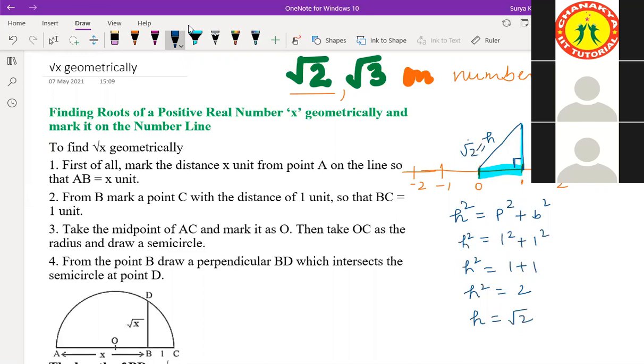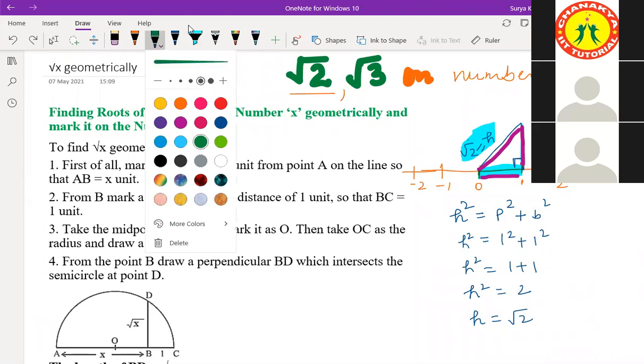How are we getting root 2, children? Is this clear to everyone, how we are drawing root 2? Yes, sir. First we have to take 1 centimeter line from 0 to 1, and from 1, similarly, draw 1 centimeter here. So hypotenuse is nothing but the root of p square plus b square. This is your p, this is your b, suppose. So we can write here p square plus b square, so we'll get here root 2.